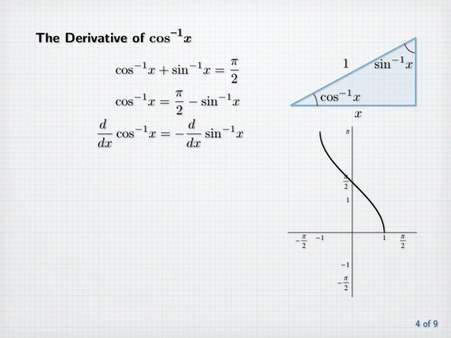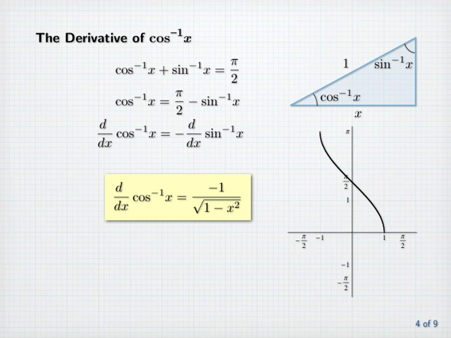and we find that the derivative of inverse cosine of x is the negative of the derivative of the inverse sine of x, and so we have minus 1 over the square root of 1 minus x squared. Now here's the graph of the derivative. Notice how that corresponds to the shape of the graph of inverse cosine.